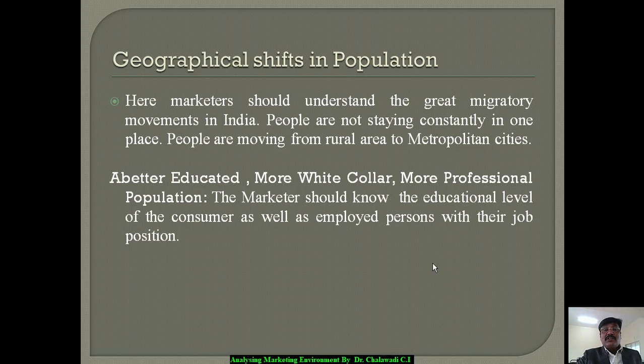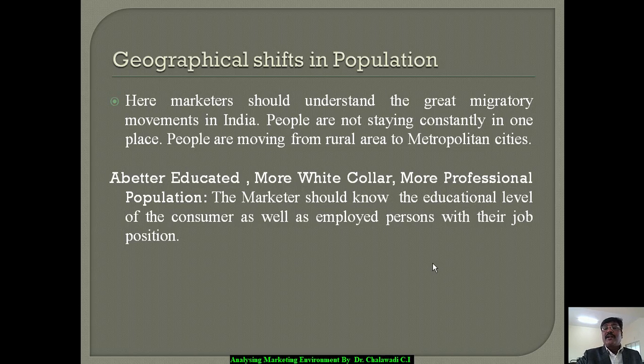The people are not staying constantly in one place. They are moving from rural areas to the metropolitan cities, right? And educated people or uneducated people, white collared employees, blue collared employees, right? I mean that population is totally different. The population is totally different. Professional people are different, white collared people are different, educated people are different, right?